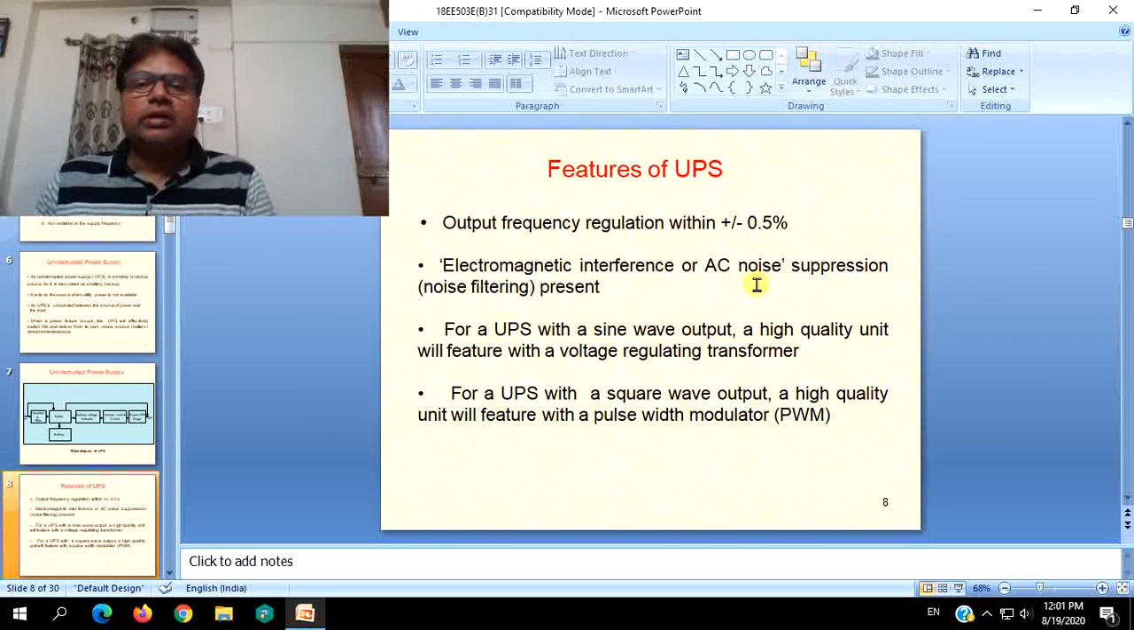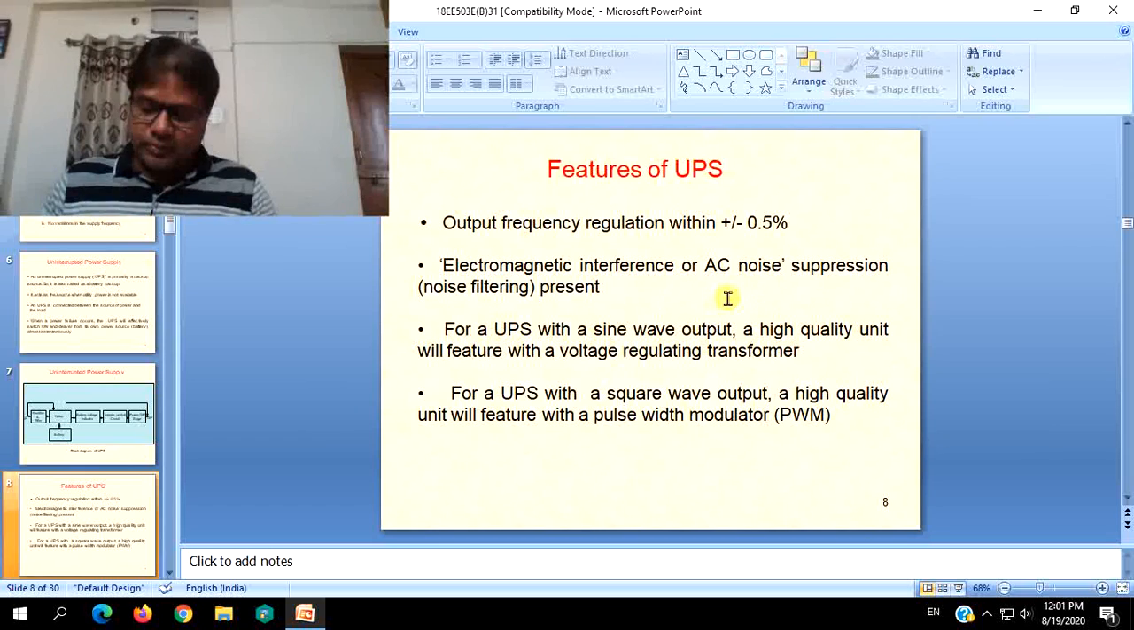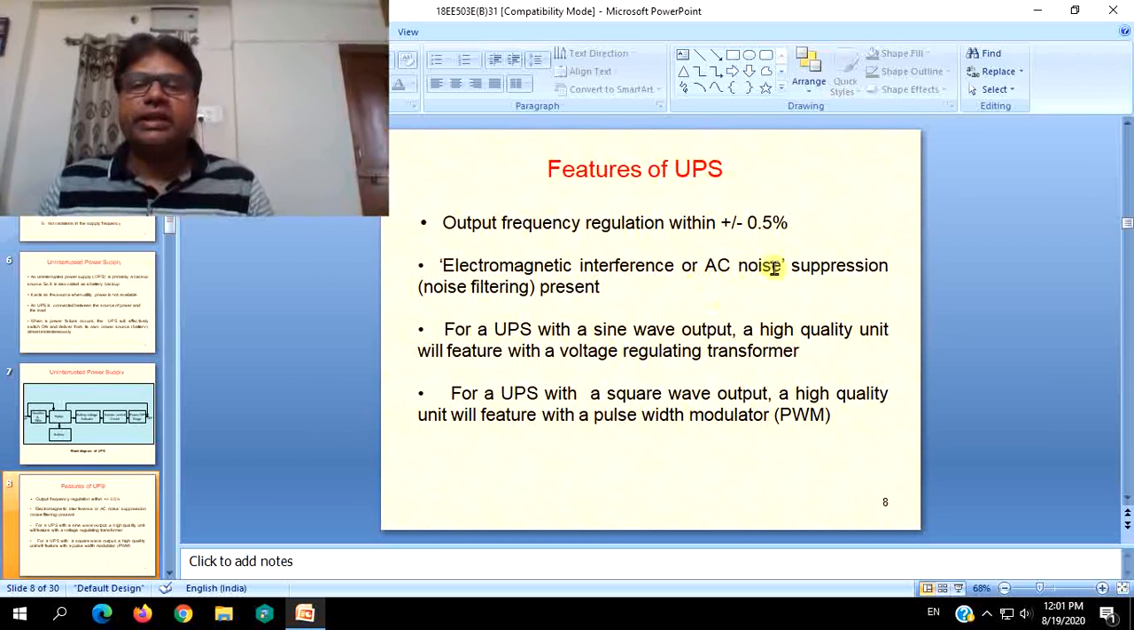And it should be incorporated with proper filters to suppress the AC noise or electromagnetic interference, which we have discussed as disturbances of various regions. There should be proper noise filtering equipment. So electromagnetic interference or AC noise suppression, noise filtering should be present inside any UPS. These are the extra features available in any UPS when compared to a battery backup, and also the normal linear power supply.